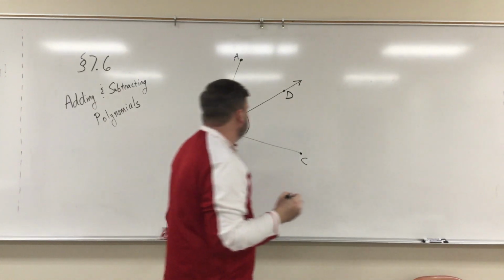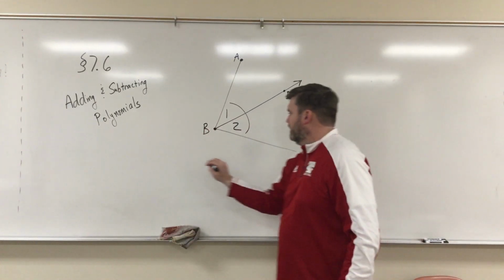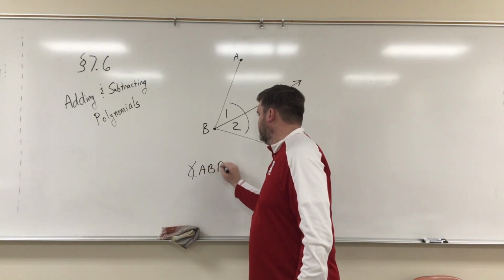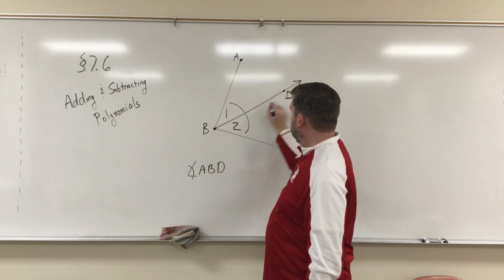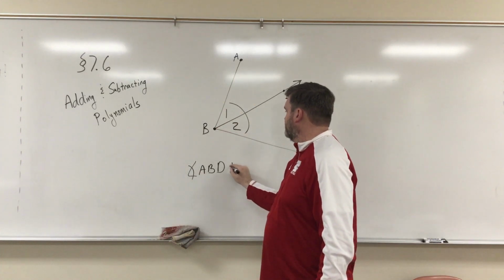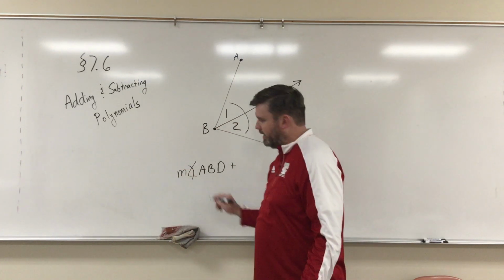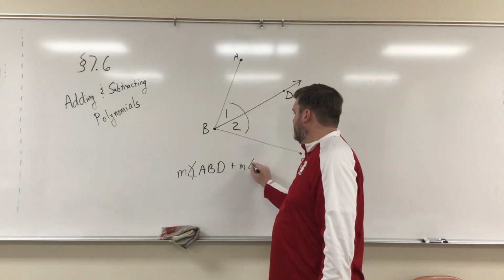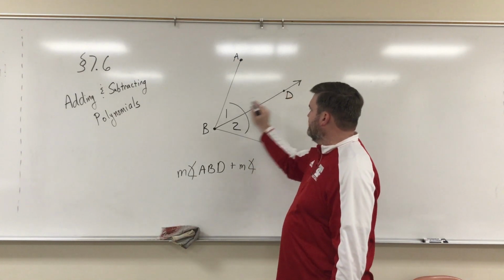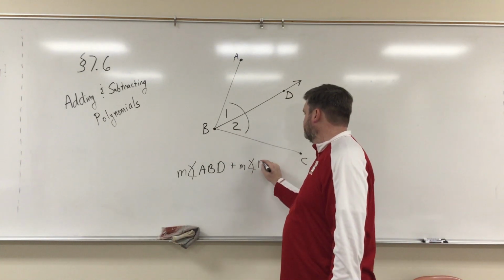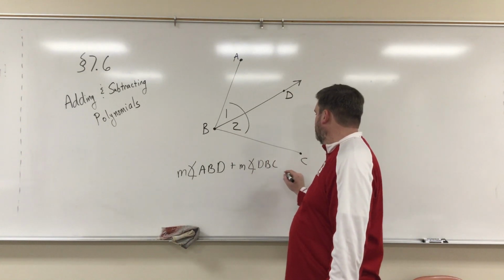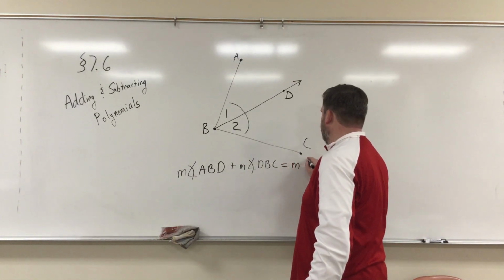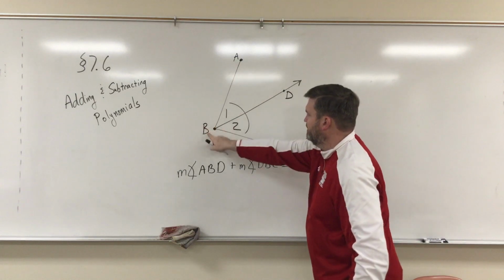So in other words, angle ABD, which is this angle, plus, I should say the measure of angle ABD, if I'm being technical, plus the measure of angle DBC equals the measure of angle ABC.